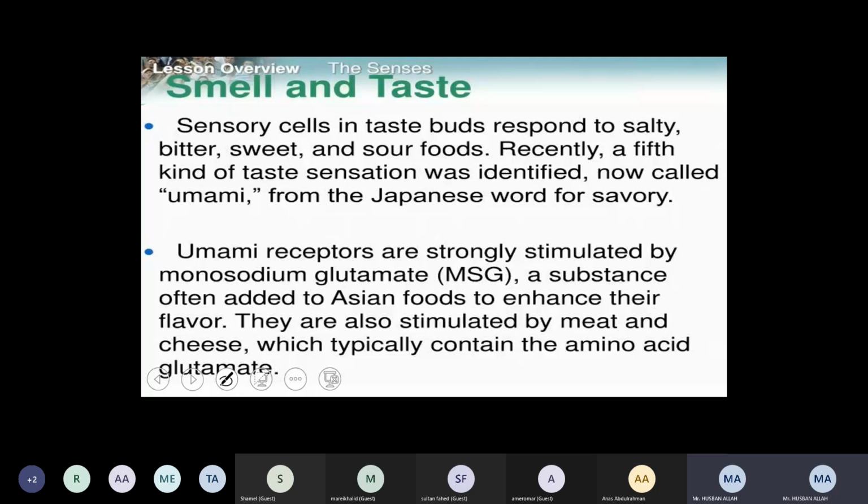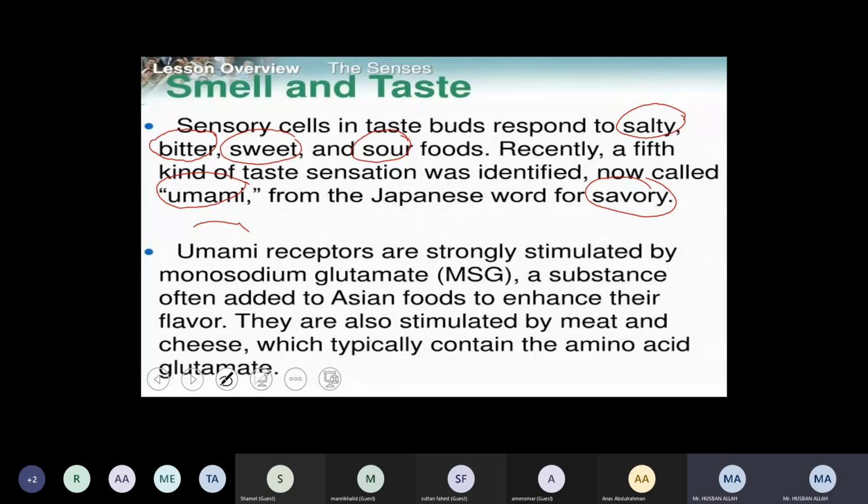Which are going to detect different tastes, right? One taste bud region is going to detect salty, another bitter, sweet and sour. Now, recently the fifth one has been identified by some of the scientists, which is called umami, which means savory flavor. So these are now the five tastes detected on the tongue.